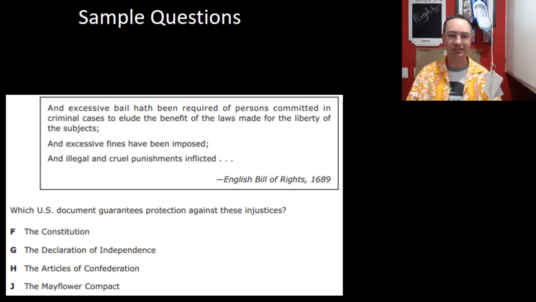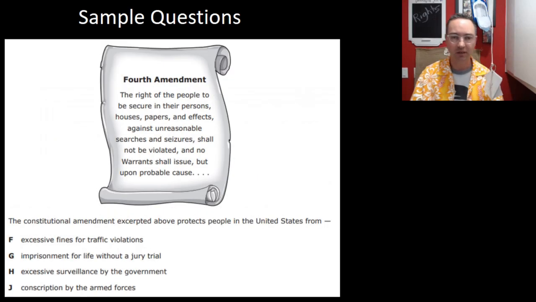Excessive bail, excessive fines, illegal and cruel punishments. These are covered in Amendments 4 through 8 of the Constitution. So obviously we are going with choice F. Absolutely. All right, read this for yourself.